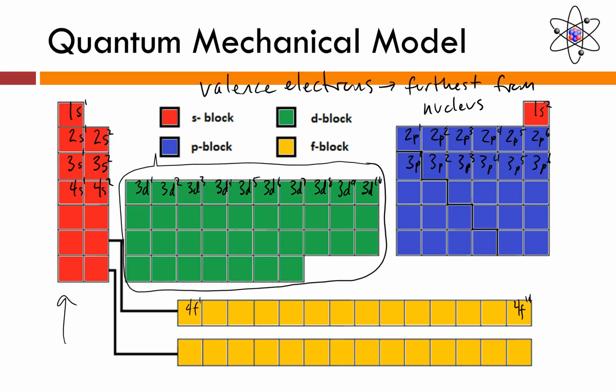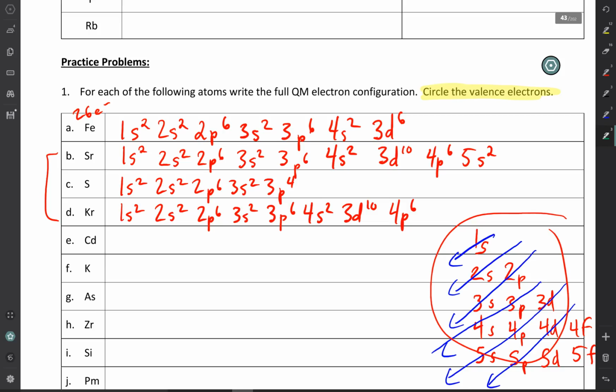And if you look back at the practice problems, you can see you're being asked to circle valence electrons. So let's do that now. Okay, so we're going to circle our valence electrons, and they're the ones that are going to be farthest away from the nucleus, so the last ones we write, unless they're in the D sublevel. In that case, we're going to go back to the nearest S.